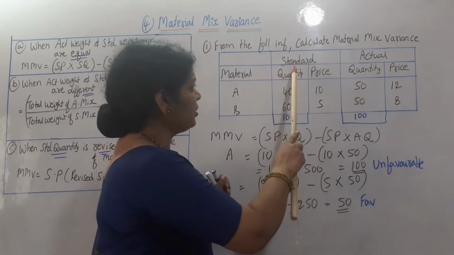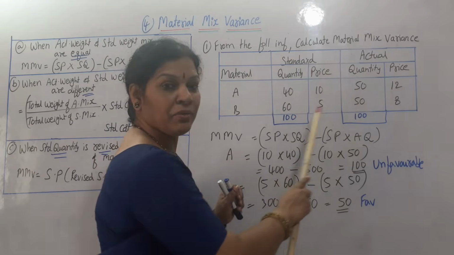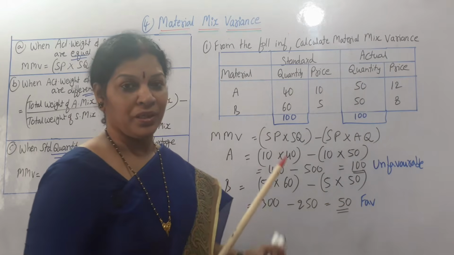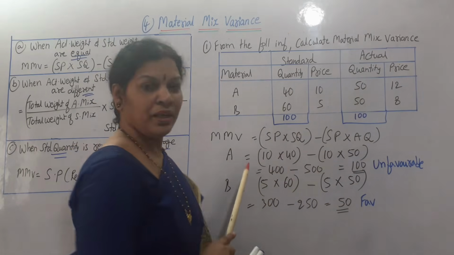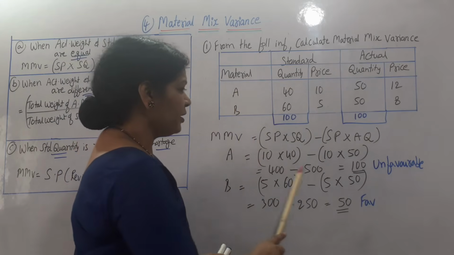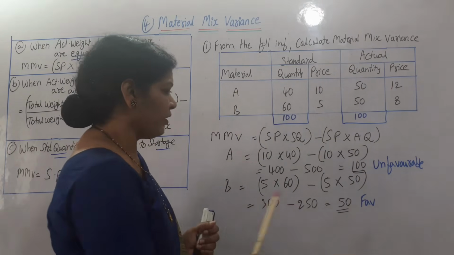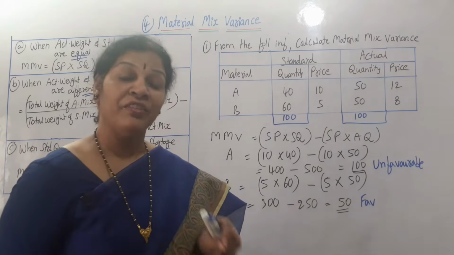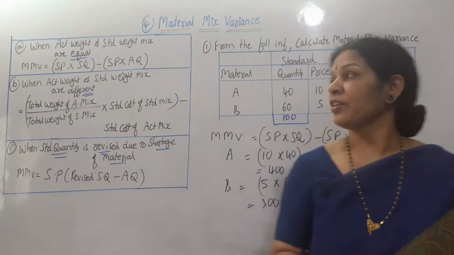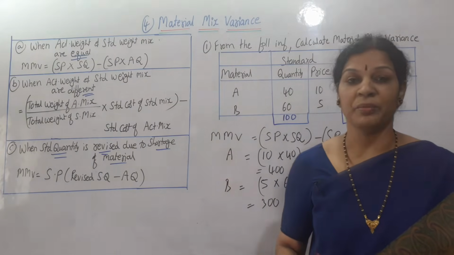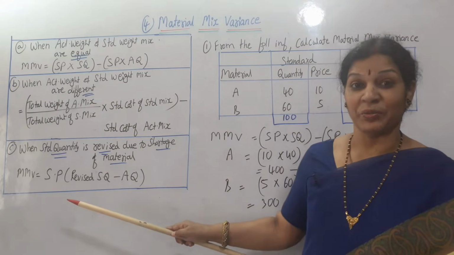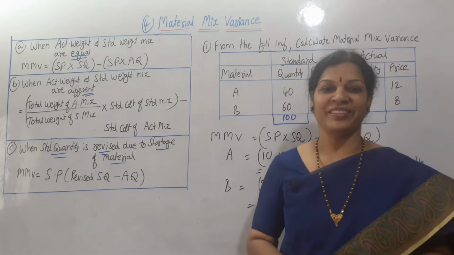When you check the quantity, both are equal, so we are using the first formula. We use it for products A and B. For A we are getting 100 unfavorable. For B it is 50 favorable. So is that clear? Simple, nothing to worry about. This is the problem related to the material mix variance. And we'll see the other cases also, when it is different and when revised, in the coming classes.